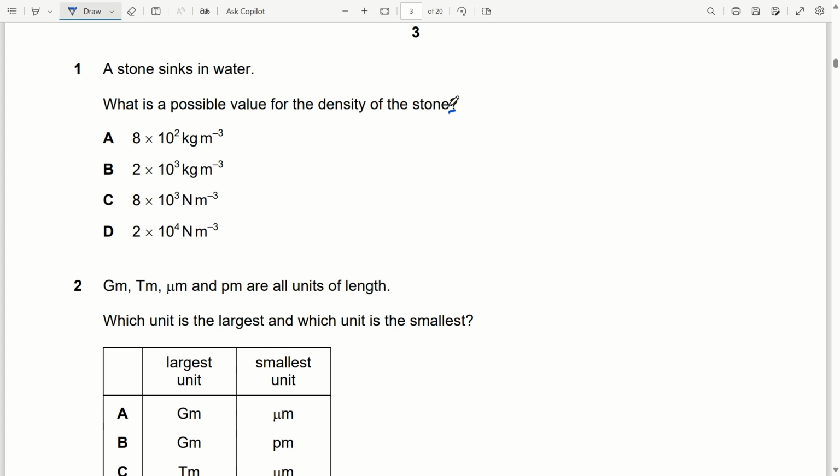We know that the density of water is 10 raised to power 3 kg per meter cube. And we know that an object will sink only if its density is more than that. So option A is rejected. Option C is rejected because its unit is given wrong. Option D is also rejected. Option B is the correct one.